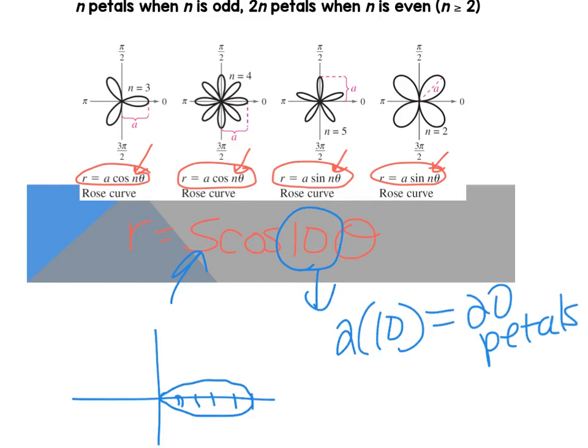So if it asked you to classify your equation, and from the beginning you could say it's a rose, then it would ask how many petals, and you would say how many petals. If it's a limaçon, you're going to say what kind of limaçon: dimpled, cardioid, convex, or inner loop. If it's a rose, you're going to say how many petals.